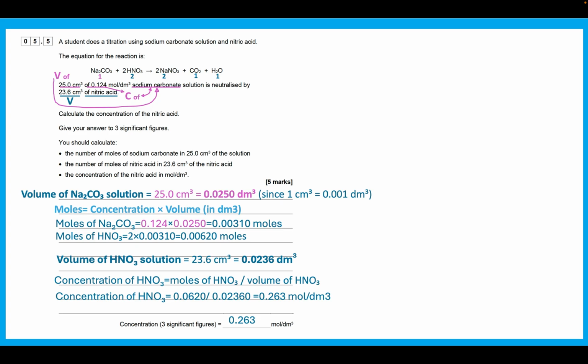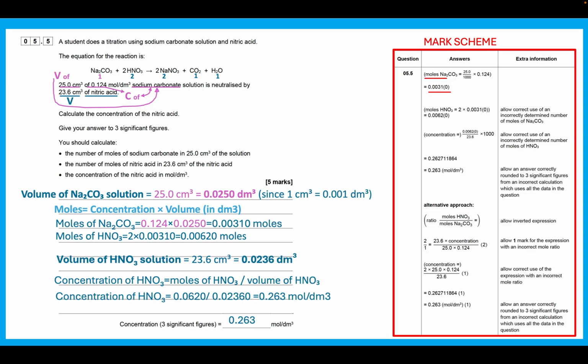All the calculation steps done are also found in the marking scheme, which leads to the final answer of nitric acid concentration of 0.263 moles per decimeter cubed. All these steps of working out are required, so you show the examiner how you found your final answer.